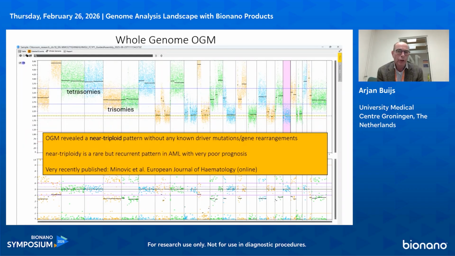You see the whole genome view of the OGM. You see many tetrasomies and many trisomies and many structural aberrations. And what it revealed was a near triploid pattern without any known driver mutations or gene rearrangements. Well, near triploidy is a rare but recurrent pattern in AML, and it has a very poor prognosis, and this case we recently published.